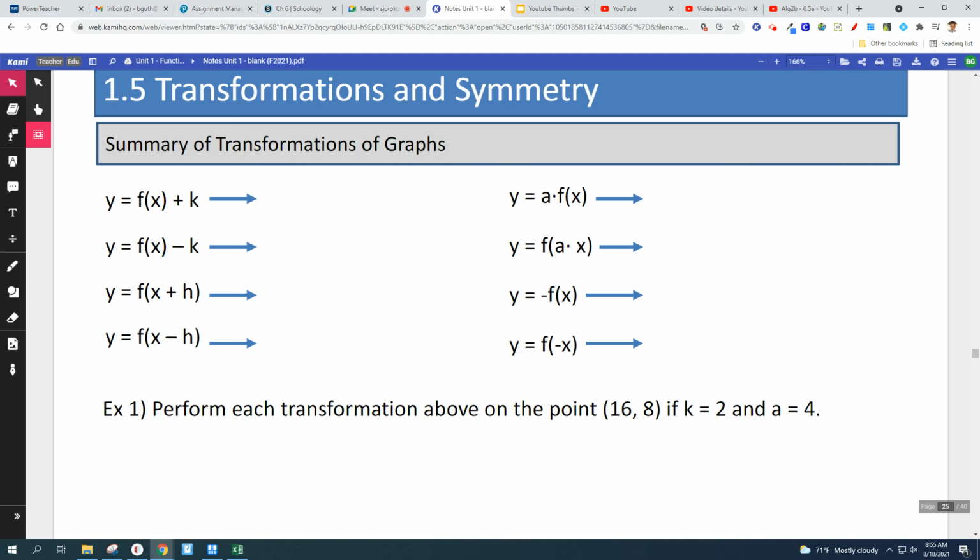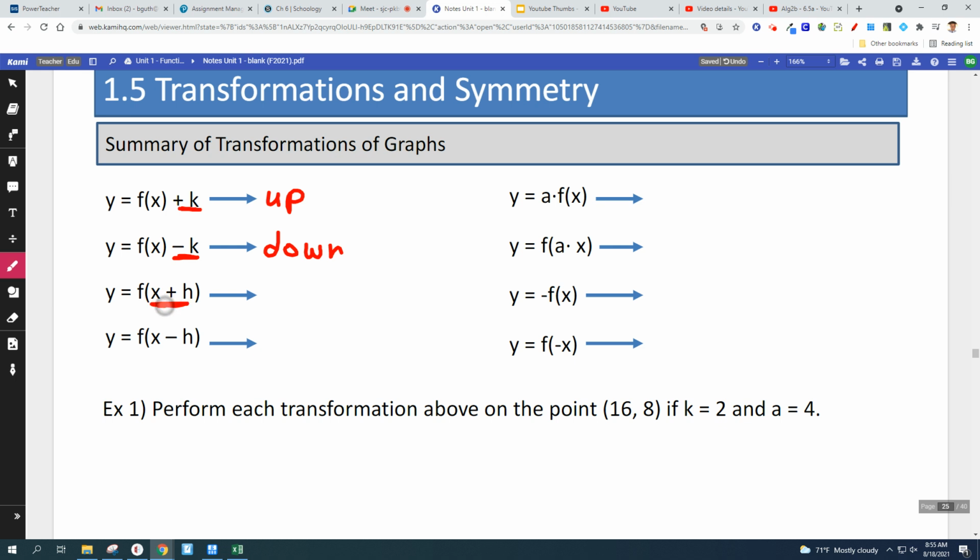1.5, Transformations and Symmetry. So here's a summary of the different transformations you can have. The first one, f of x plus k, just means we're going up. And this means we're going down by whatever that k is. And you've seen this before. When you add or subtract, you move it up, you move it down.